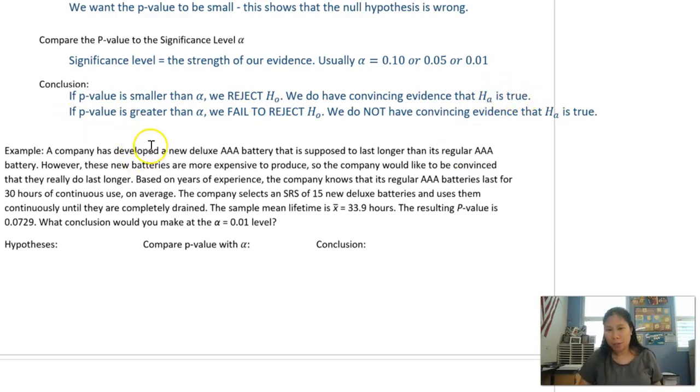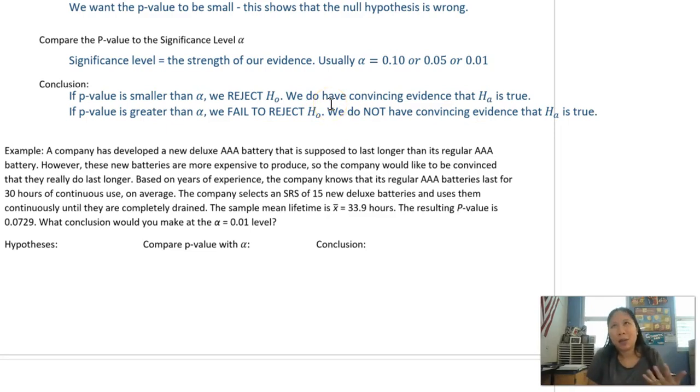But then the opposite is also a conclusion that we can make. If your p-value is greater than alpha, that's when we fail to reject H0. So if you fail to reject something, you're not rejecting it. We do not have convincing evidence that HA is true. Because remember, if you reject H0, that means H0 is wrong, so HA is true. If you fail to reject H0, then we don't think that HA is true because we weren't able to reject H0.